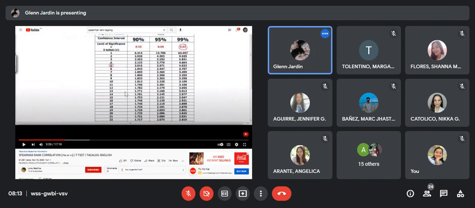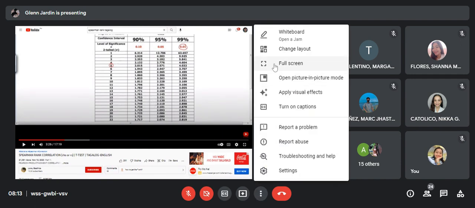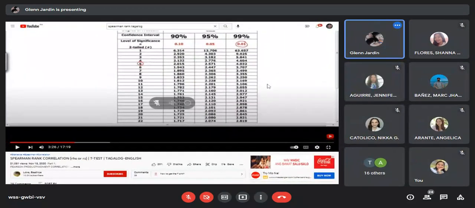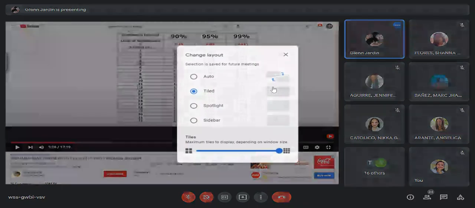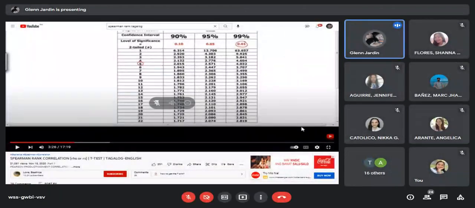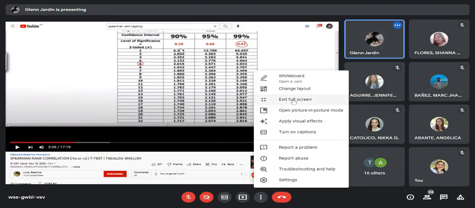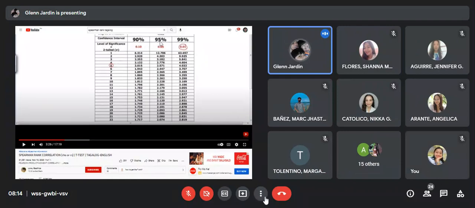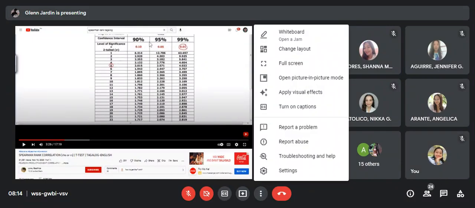Next step, determining the critical value. Ito kailangan meron tayo class ito. Kunan nyo ng picture yan and then isend sa ating group chat para meron tayong value ng t. That is the t critical value. Depende kung anong, ito kasi yung 90, that is 0.10, 90% confident. Dito, 95%, this is 99% confident.